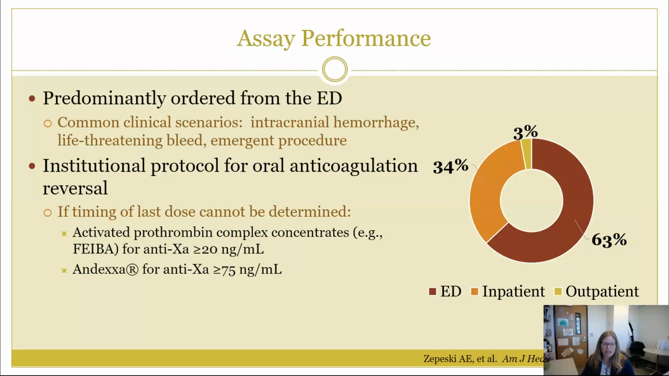And then typically if the concentration is above 75 nanograms per mL, that's when the andexanet alfa reversal agent would be given. If it's lower than that, then it would be a different product, like an activated prothrombin complex concentrate, for example.